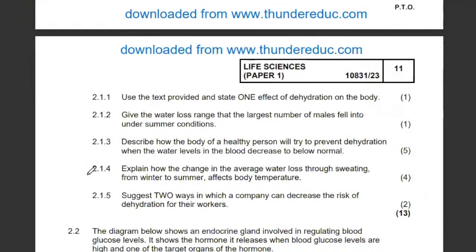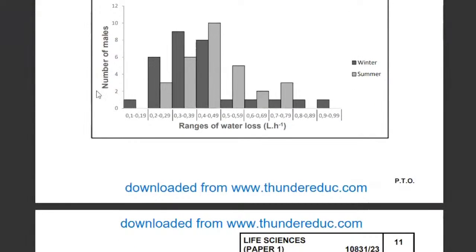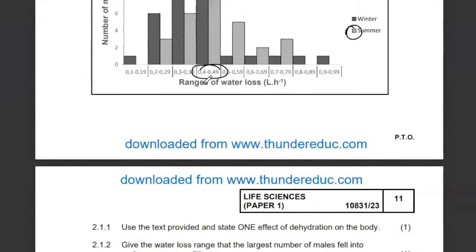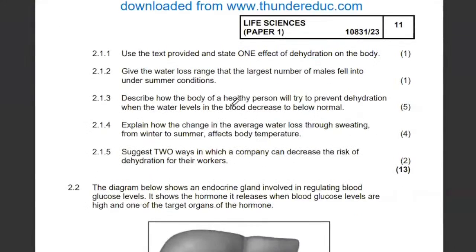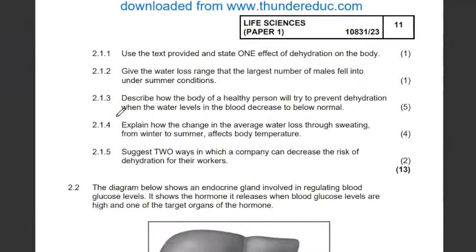Give the water loss range that the largest number of males fell into under summer. Here you have to look at the males. Under summer, you come back here, read and get the answer from there. Because they're saying under summer, and this is summer, you see that this has the highest. So the answer becomes 0.4 to 0.49.